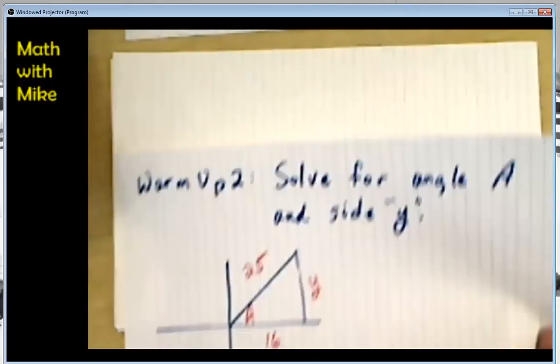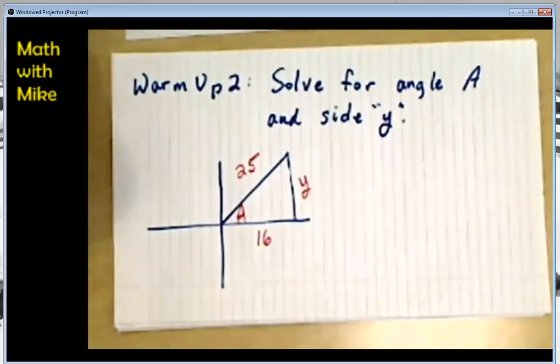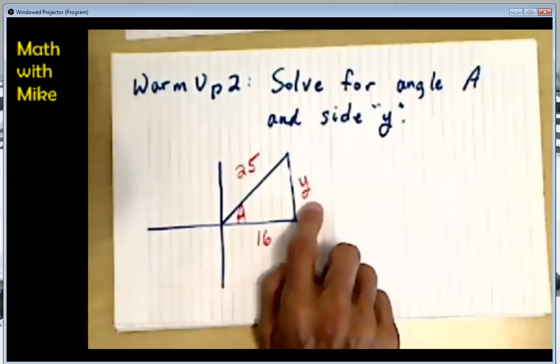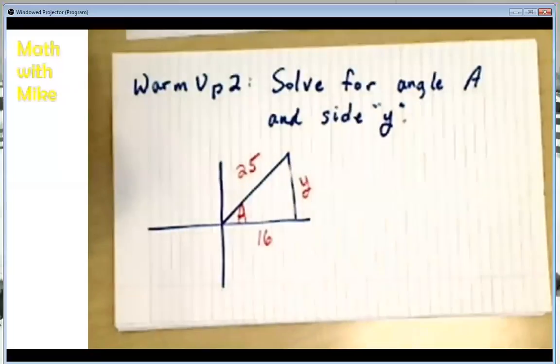Here's a modern question. So I'll give you a couple of minutes to try and solve this one here. What I'd like you to work on is both the angle that's missing, angle A, which is down there, and the side Y there as well. Okay, so I'll give you a couple of minutes to start that. Go. Welcome back. Here we take a look at warm-up number 2.